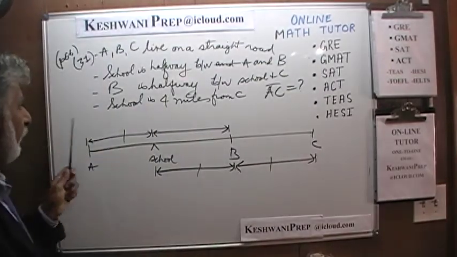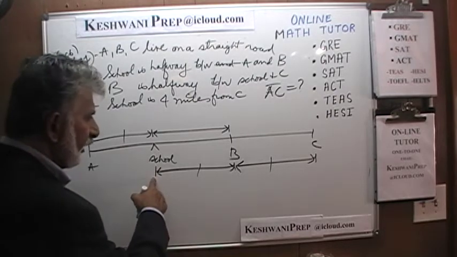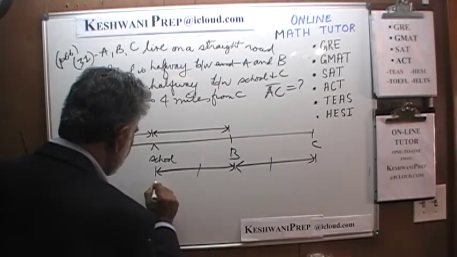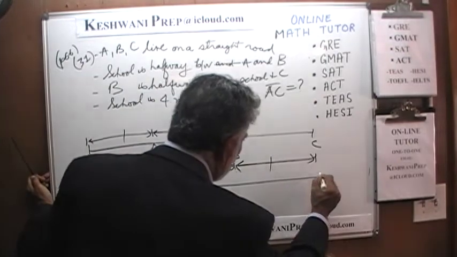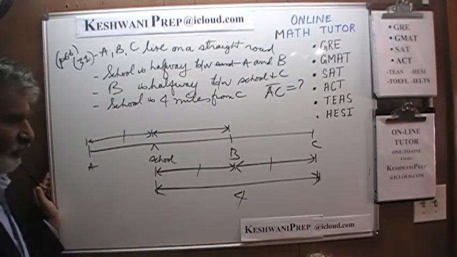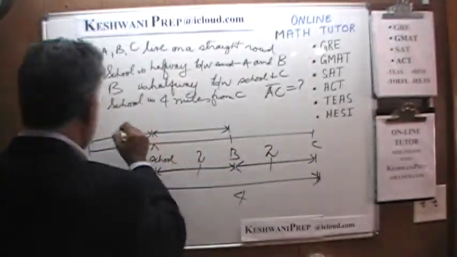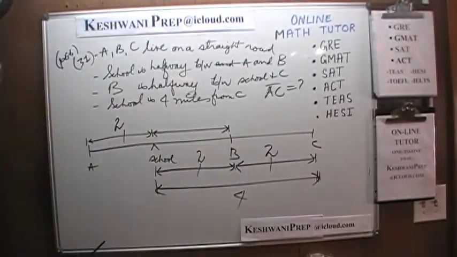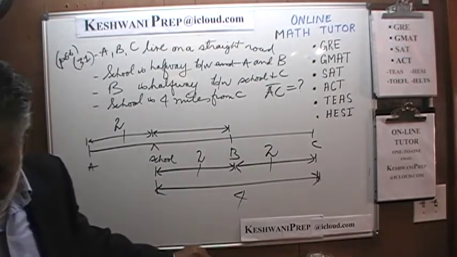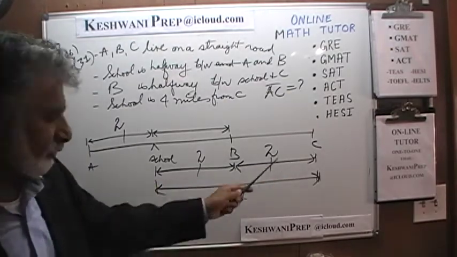And finally, we are told the school is 4 miles from C. If the school is 4 miles from C, then this distance must be 2 and this distance must be 2, and therefore this distance is 2. That's it, we're done. A to C is what they're looking for. A to C is 6 miles. It's just 2 plus 2 plus 2, that's all.